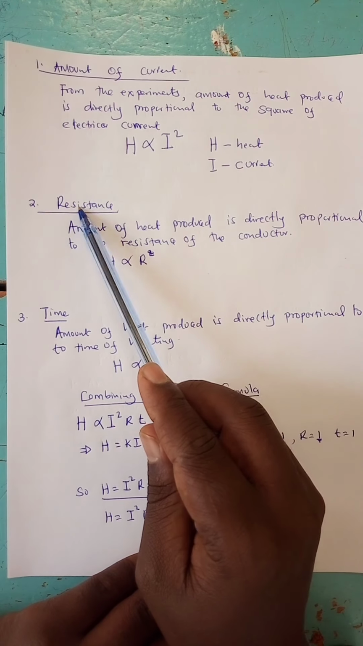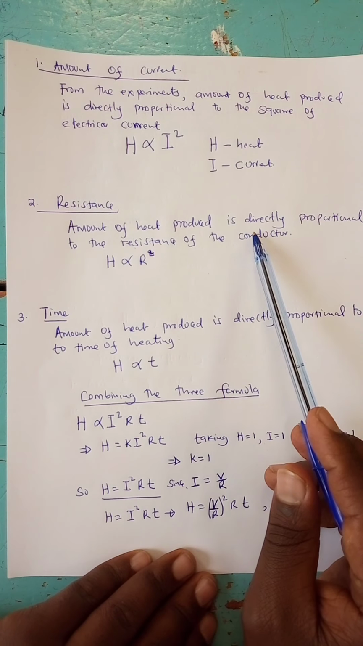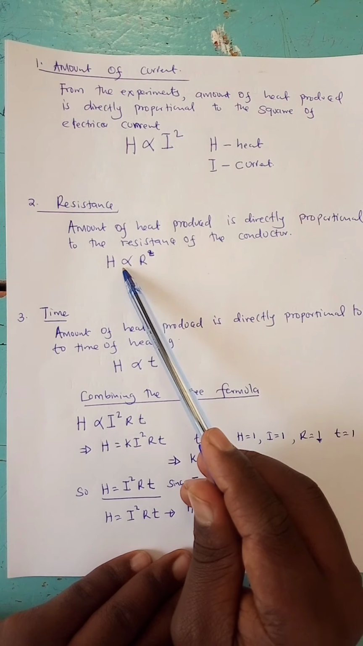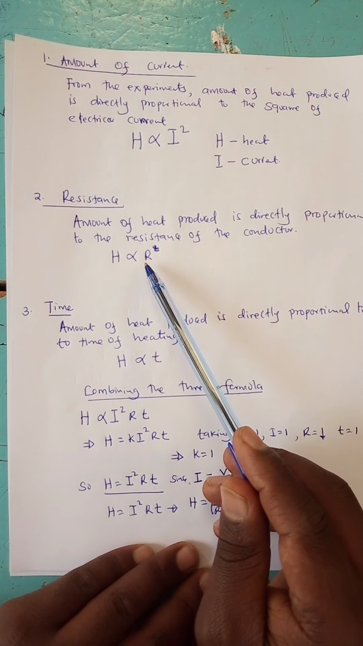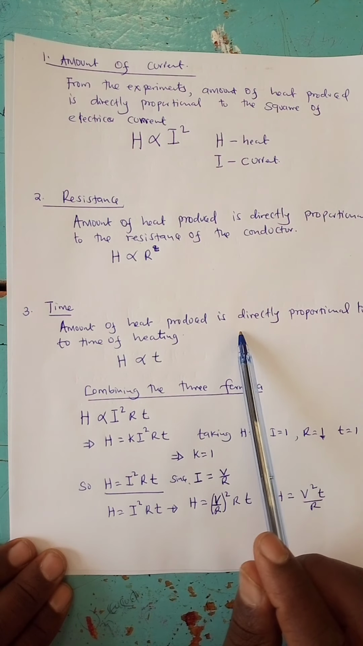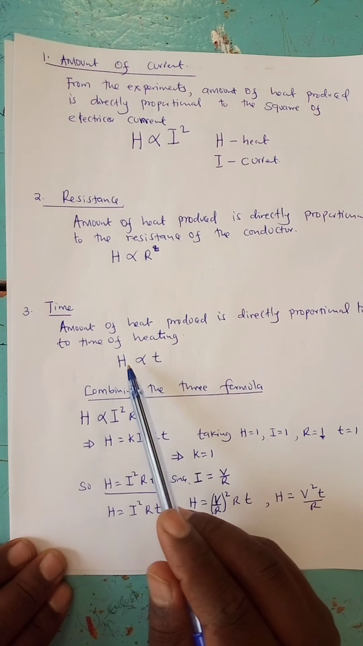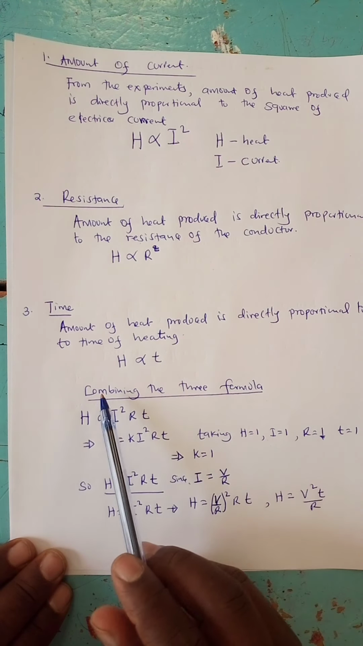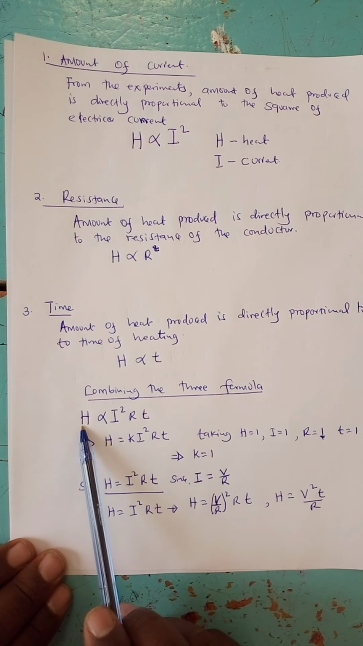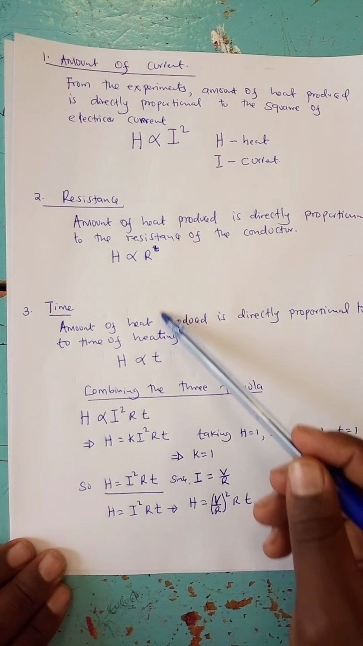The second factor is the resistance. Also the amount of heat produced is directly proportional to the resistance of the conductor. So we'll have H is directly proportional to R. The third one is the time. The amount of heat produced is directly proportional to the time of heating. So we have H is directly proportional to T. When we combine the three factors, we'll have H is directly proportional to I squared RT. So we have combined them.